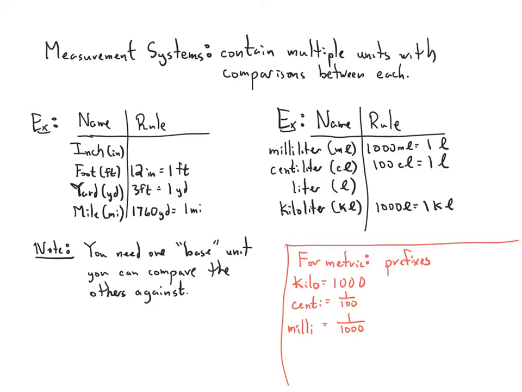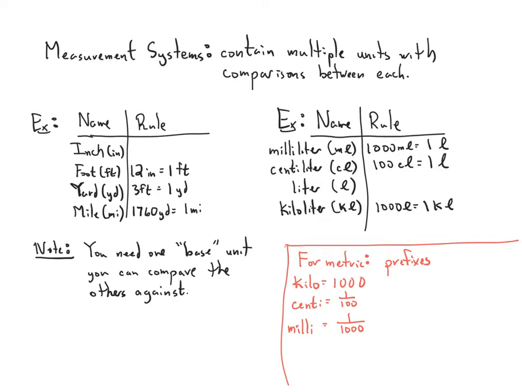Or if we want to express, say, the distance from the Earth to the Sun in meters, again, the numbers would get very large, so it would be very difficult. So the idea of measurement systems is you have some units, but the units have comparisons between them. So it tells you how to convert from one unit to the other. So here are two examples.